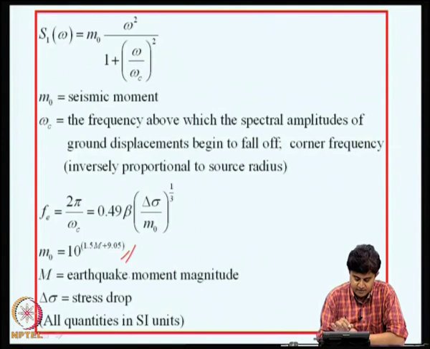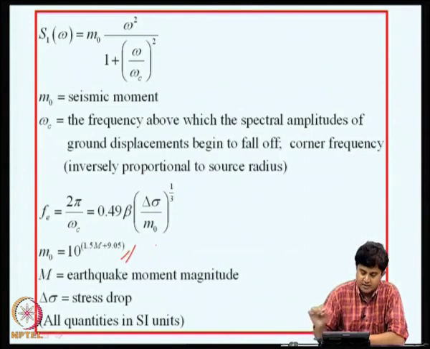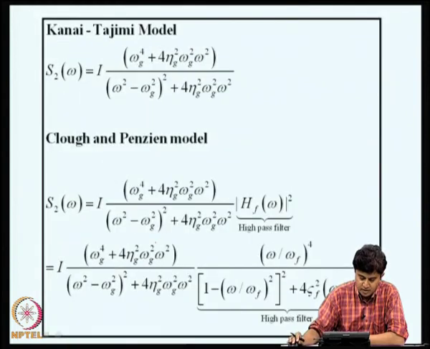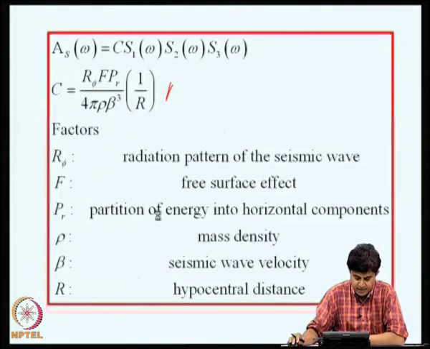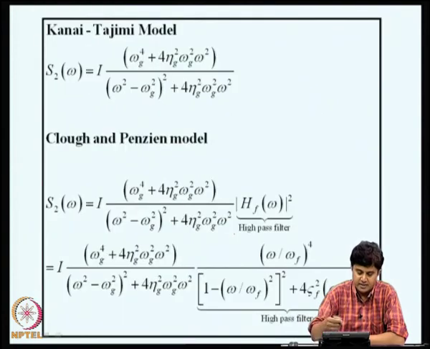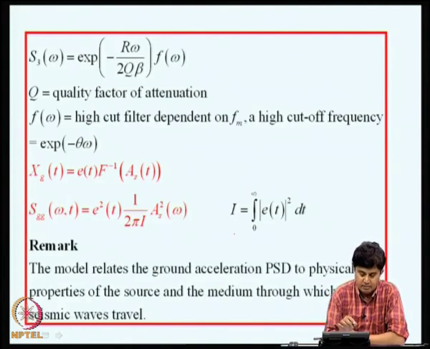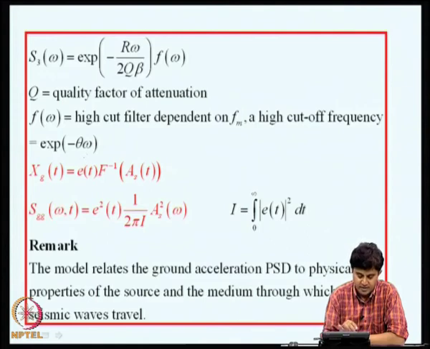The point that again I would like to emphasize is not how these expressions are obtained, but to take cognizance of the fact that there are models in the available literature which relate the power spectral density function to several of the model parameters associated with describing earthquakes. Now, for the site effect, that is the amplification factor S2 of omega, one could use several models. For example, a simple Kanai-Tajimi or Clough and Penzien model could be used, and S3 of omega is related to attenuation. This Q is a quality factor of the attenuation, that is, the Q factor for the medium. F of omega is a high cut filter dependent on Fm, a high cut frequency, which is written in this form.